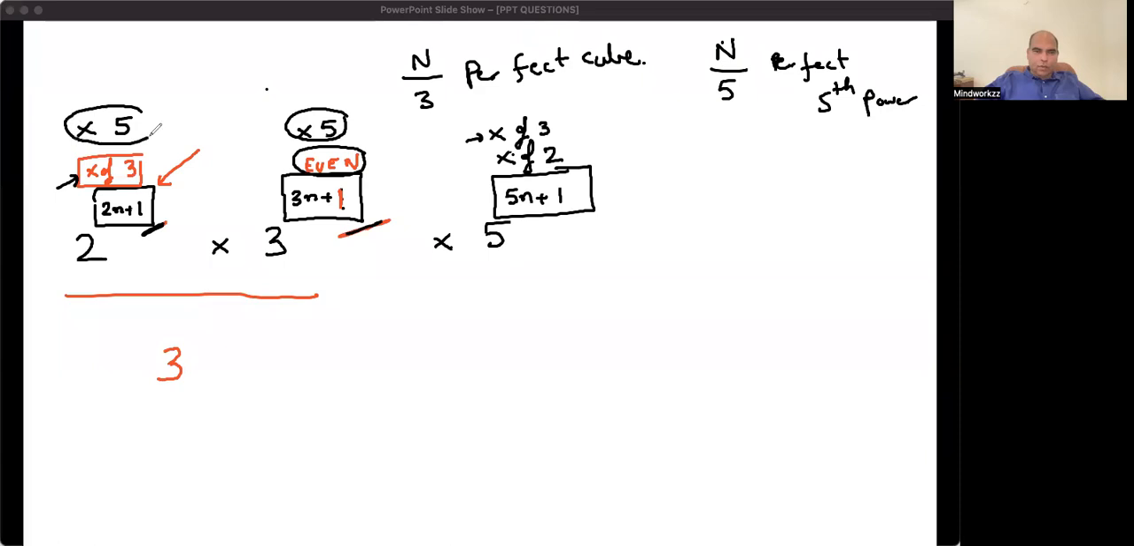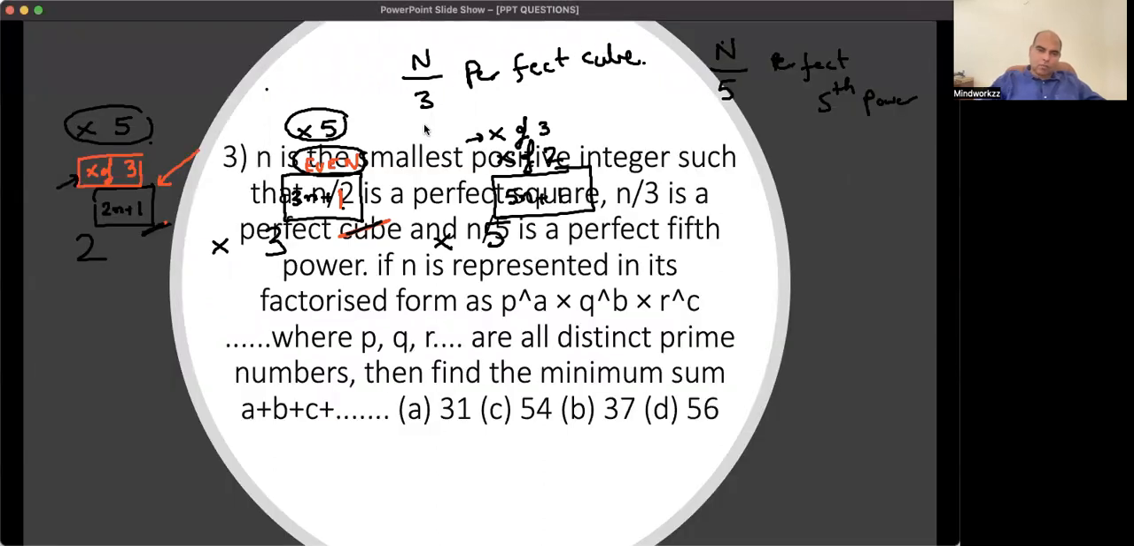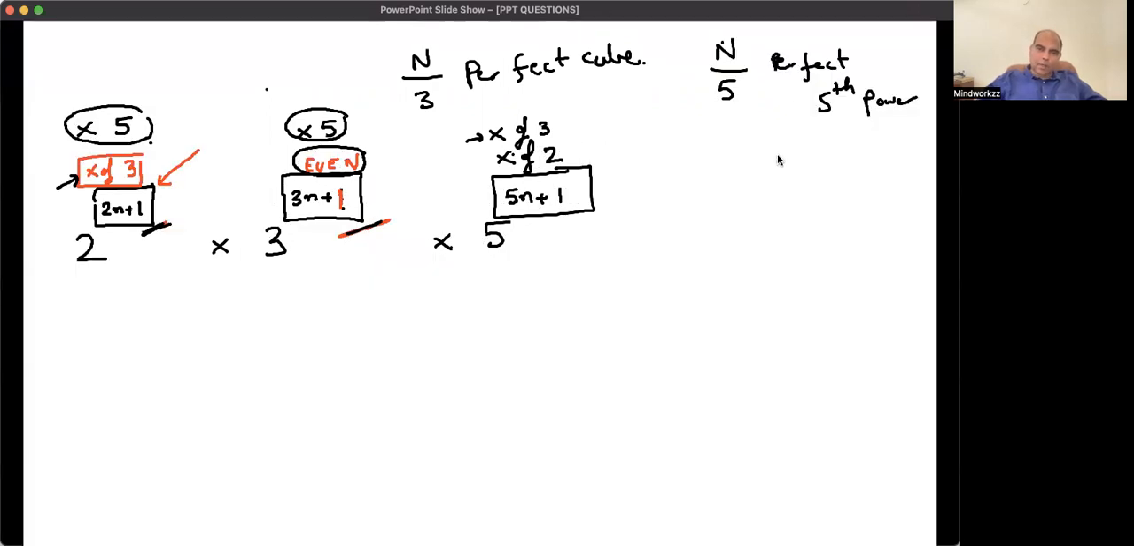So there are 3 conditions on every number. On the power of 2, it has to be 2n plus 1, a multiple of 3, and a multiple of 5. You should be able to visualize 2 raised to 15 for that, the smallest. And the question is then taking us to this condition that we are looking for the minimum sum of a plus b plus c, right? And n is also defined as the smallest positive integer with this property.